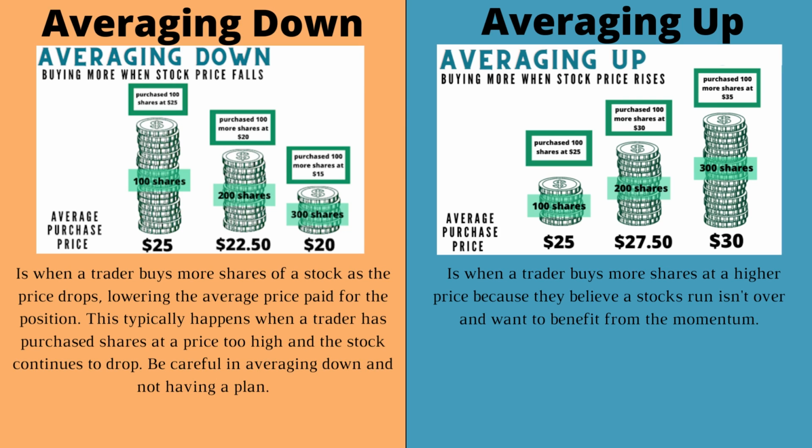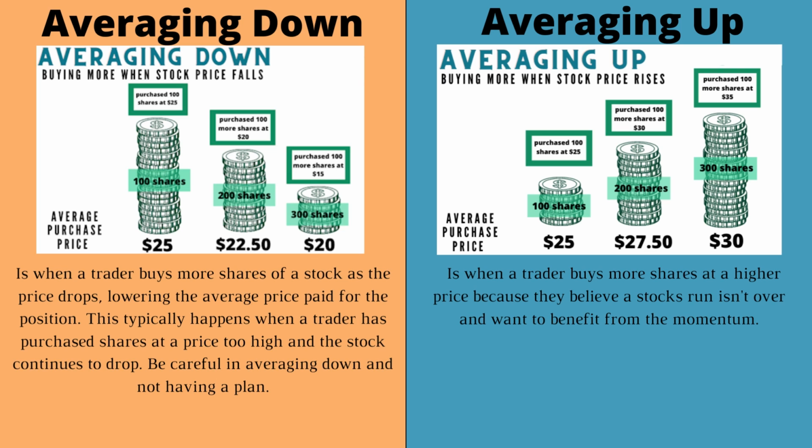Averaging down is when a trader buys more shares of a stock as the price drops, lowering the average price paid for the position. This typically happens when a trader has purchased shares at a price too high and the stock continues to drop. Be careful in averaging down and not having a plan. Averaging down can work for long-term investors, but for traders it can involve losing more.